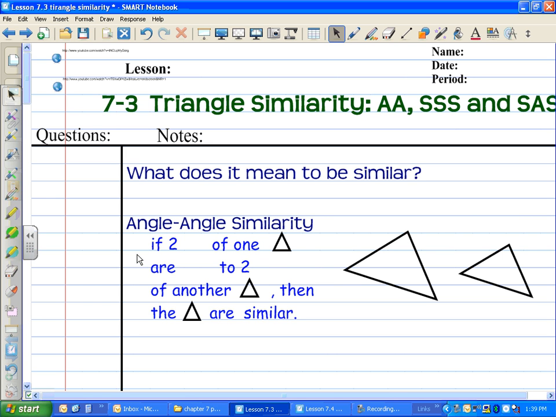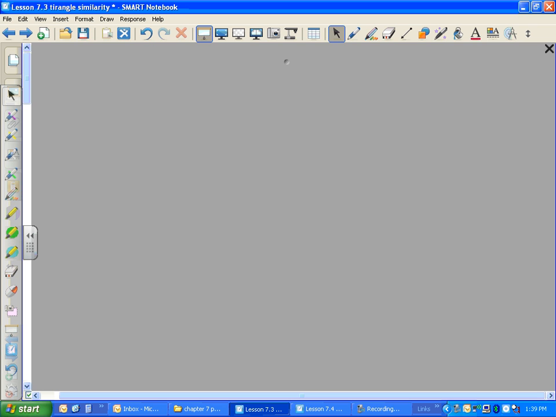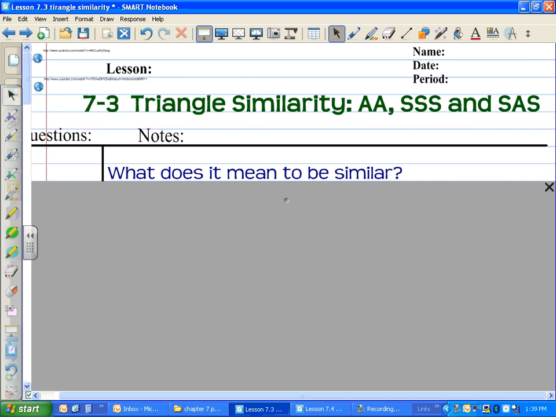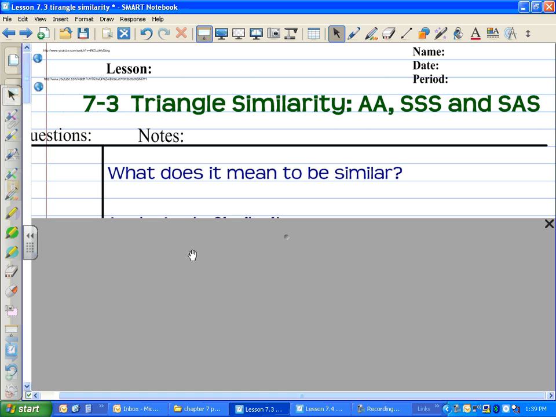So 7.3, triangle similarity. And again, we're dealing with angle, side, and side, angle, side, as it's right up here. So go ahead and write down your heading. I'm going to go a little at a time here so you don't go way too ahead of me. So it says, what does it mean to be similar? Now, hopefully by now you started thinking, well, yeah, from the last lesson, similar shapes basically look like they could be the same, but one's usually bigger than the other. And that's kind of what being similar means.